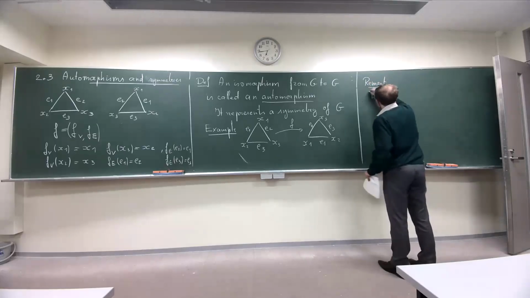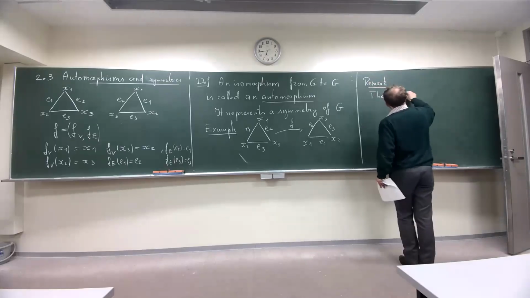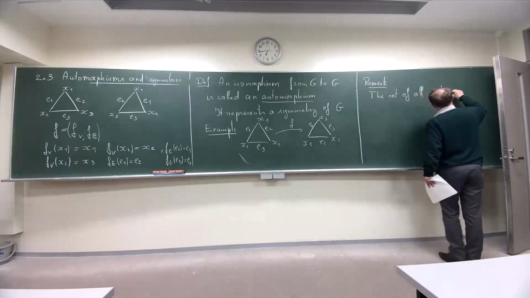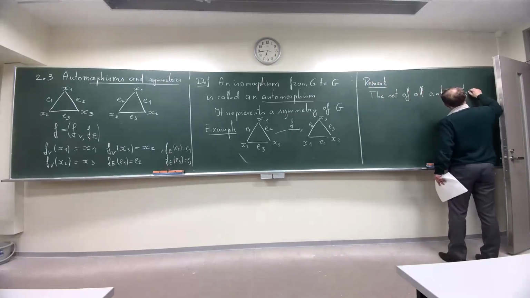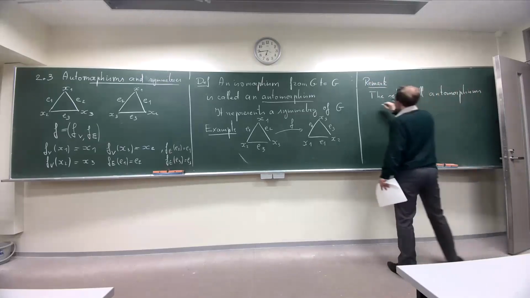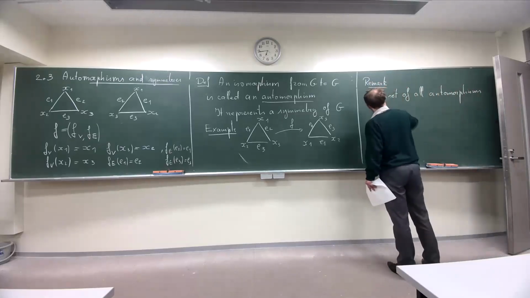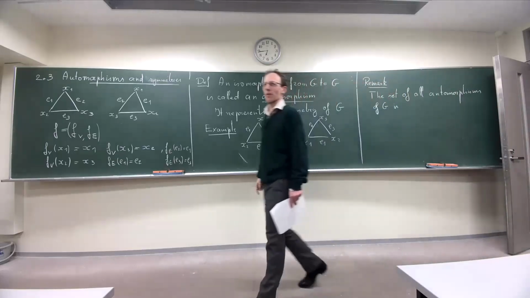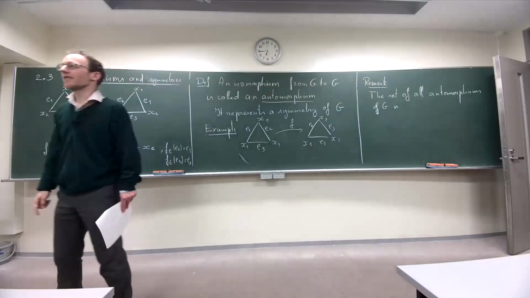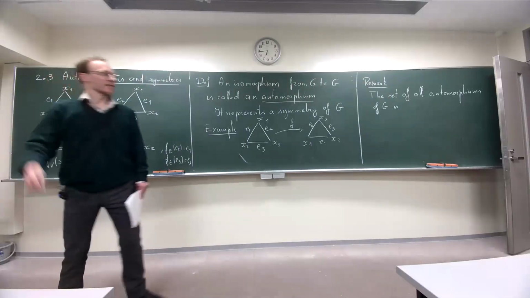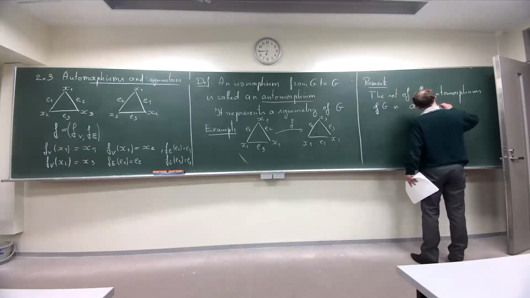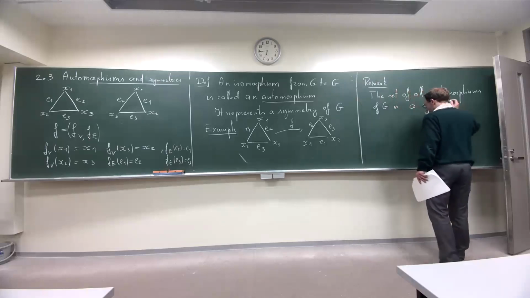Remark. The set of all automorphisms of G is, what is the end of the sentence? For some of you, it should be easy. Yes, it's a group. It's a group, because I gave a course on group theory.